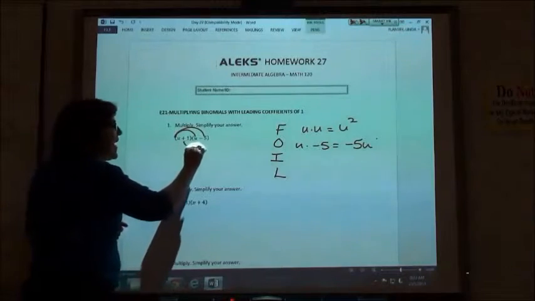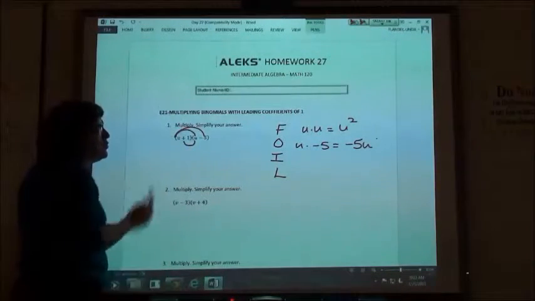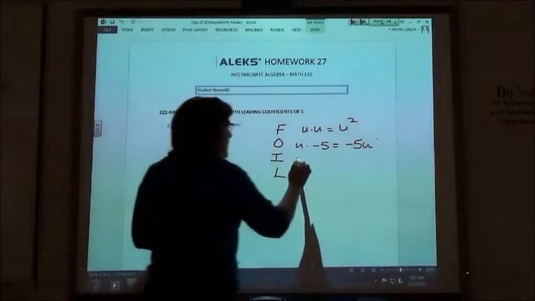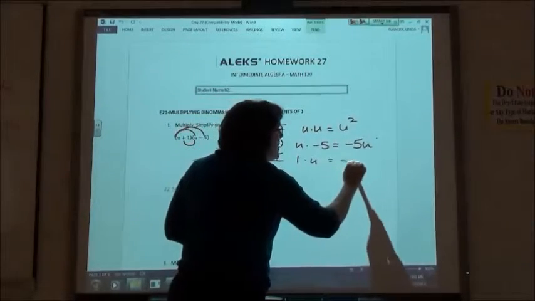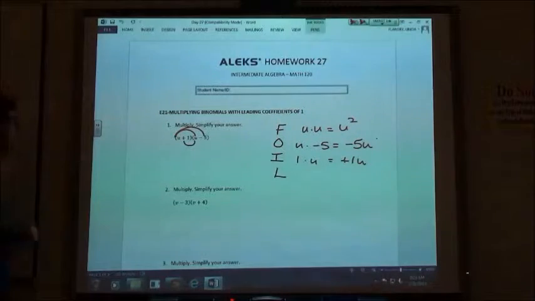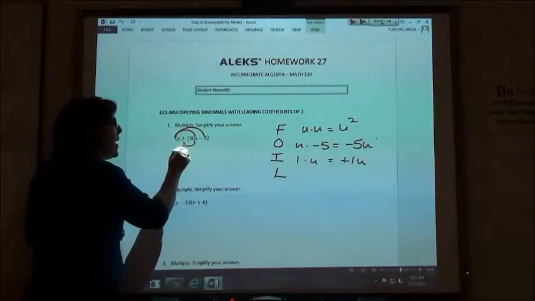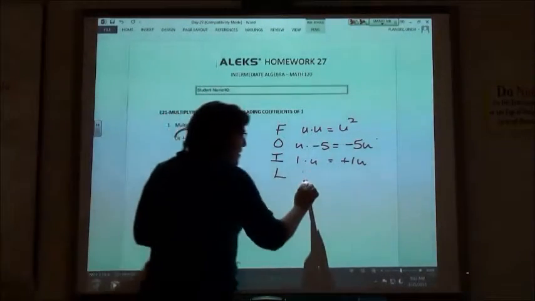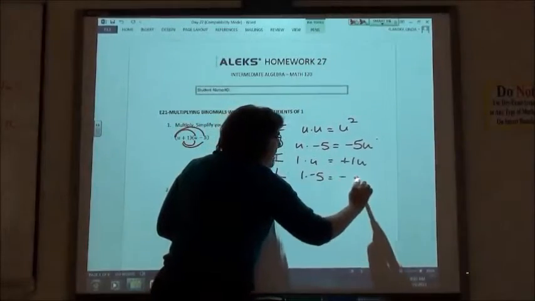Then we do the inside pair. 1 times u is just u. I would just probably put it as plus 1u while I'm working, just to remind myself that that's really a 1. And then I'm going to do the last pair. 1 times negative 5. 1 times negative 5 is negative 5.